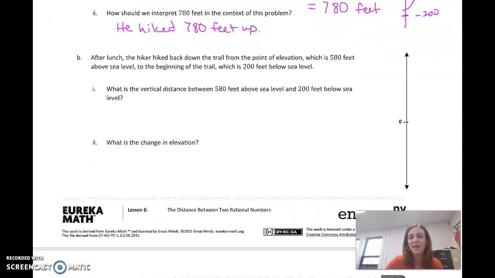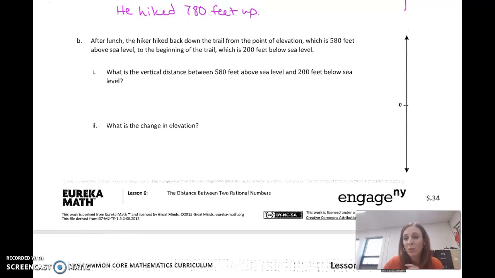So now let's look at this one. After lunch, the hiker hiked back down the trail from the point of elevation. So he was at 580 feet above sea level, and then he ended up at negative 200 feet below sea level. What is the vertical distance? He went down from here to here. Sorry, that's a bad arrow. Let me just get rid of that. What is the vertical distance? Well, let's just do the same thing.